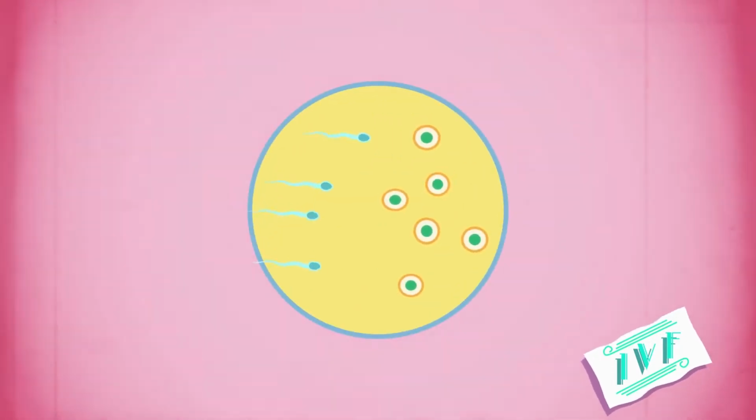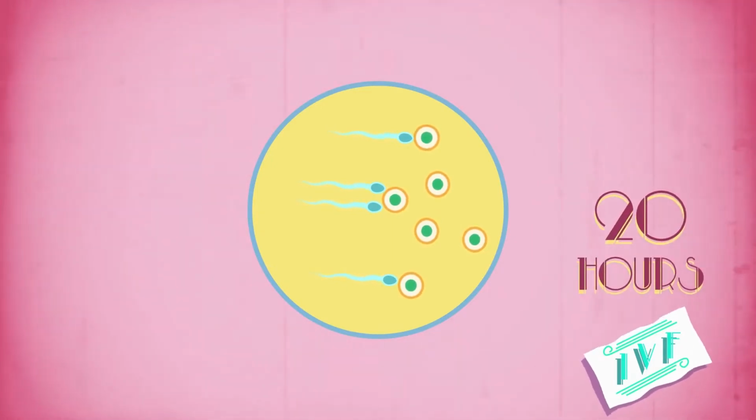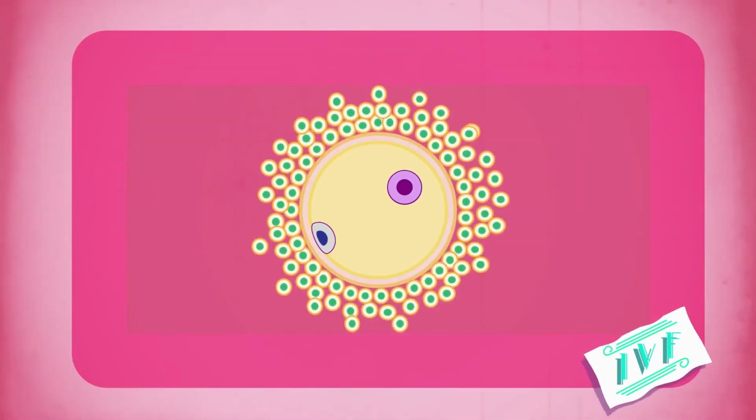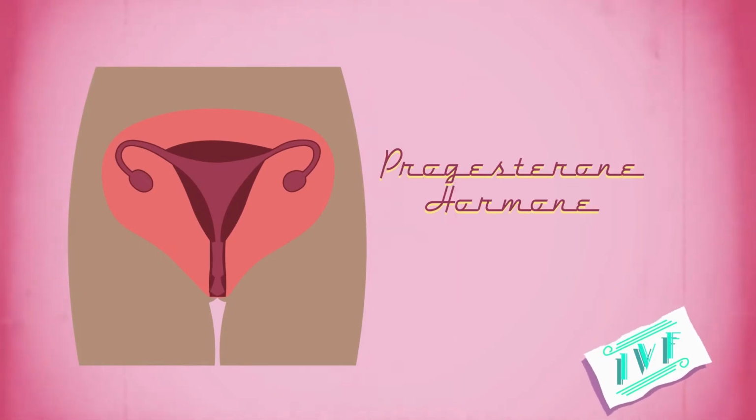The egg and sperm are then mixed together in a petri dish and left to fertilize for about 20 hours. If the fertilization happens, the embryos are kept in a warm place set at human body temperature to replicate the mother's uterus. They stay here for up to 6 days to ensure they are starting to develop into embryos. As I said earlier, the woman is given progesterone to make sure her uterus is ready to receive the embryo.